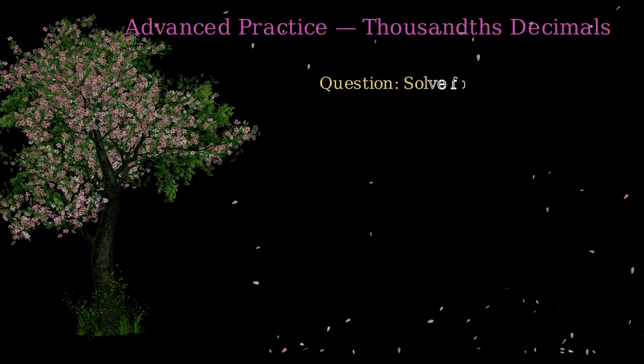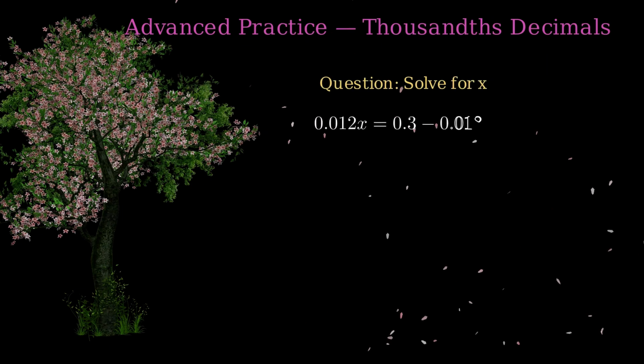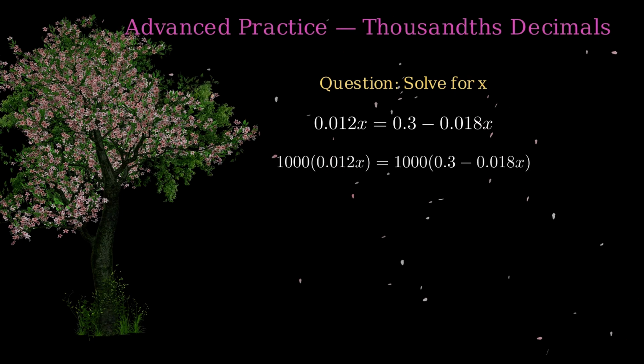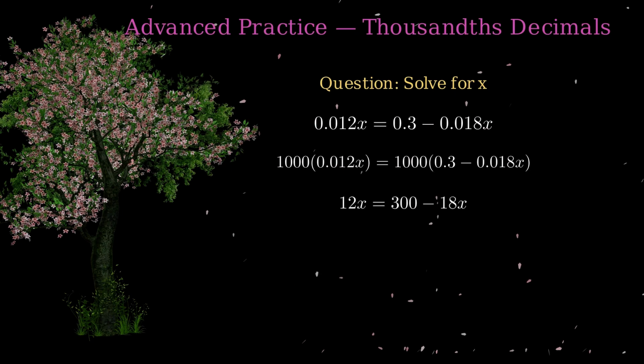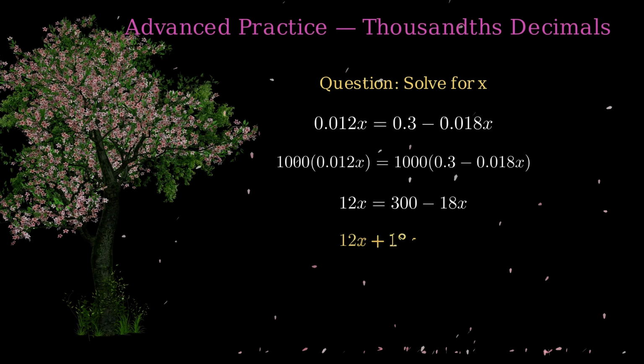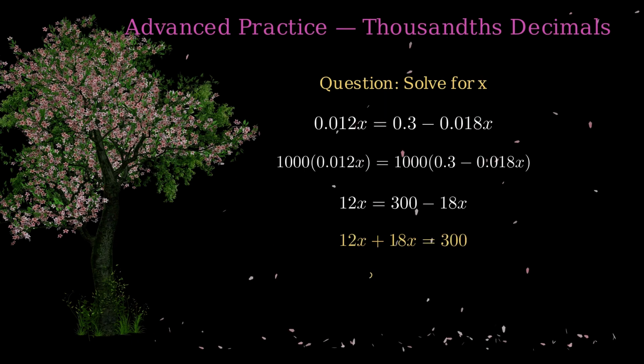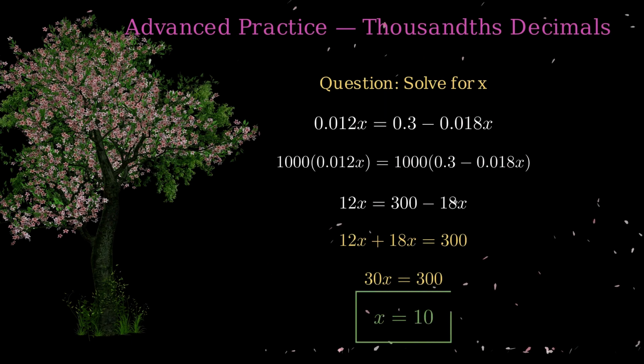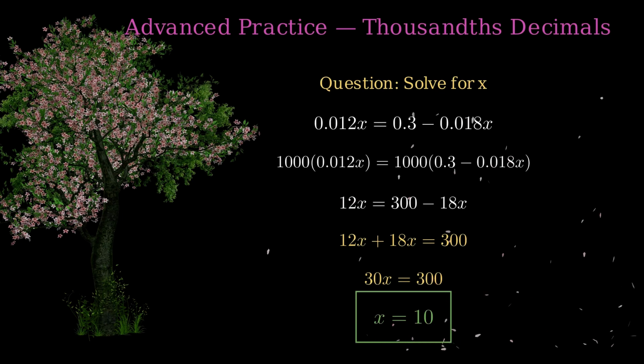Let's tackle a similar advanced problem involving thousandths. Solve the equation 0.012x equals 0.3 minus 0.018x. Since the numbers contain up to 3 decimal places, we multiply both sides by 1,000 this time.